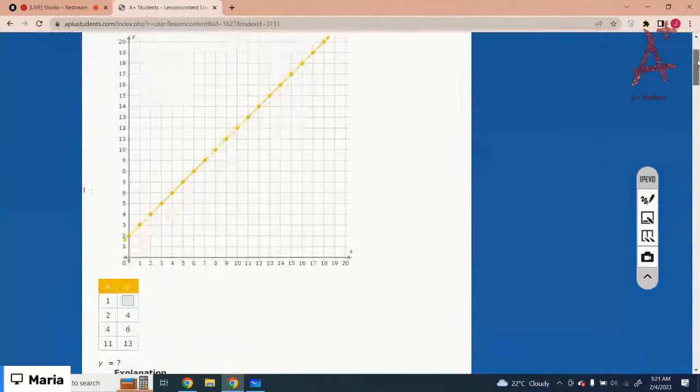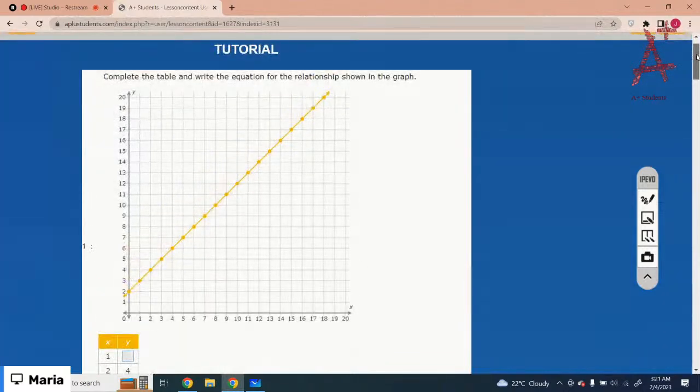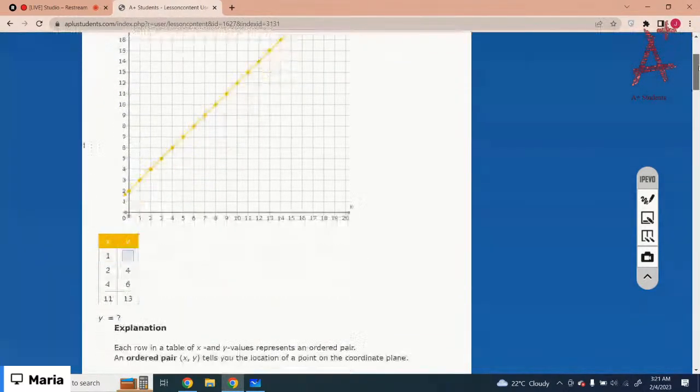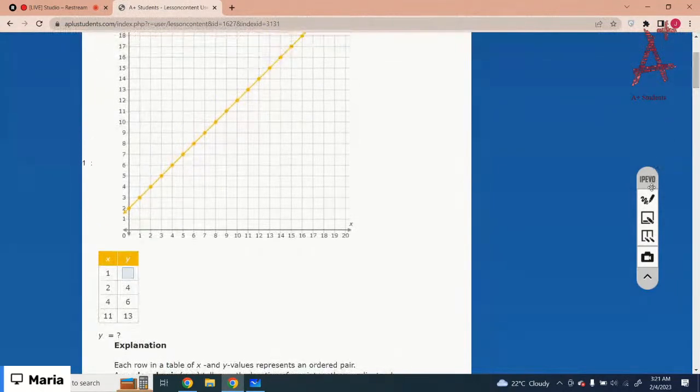Okay, complete the table and write the equation for the relationship shown in the graph. So you have to complete the table, got it? Just match the value. When x is 1, you have to look for the x is 1. Here you have x is 1. Just match it to y-axis. That means when x is 1, y equals 3. Got it? Now we have to write down the equation.